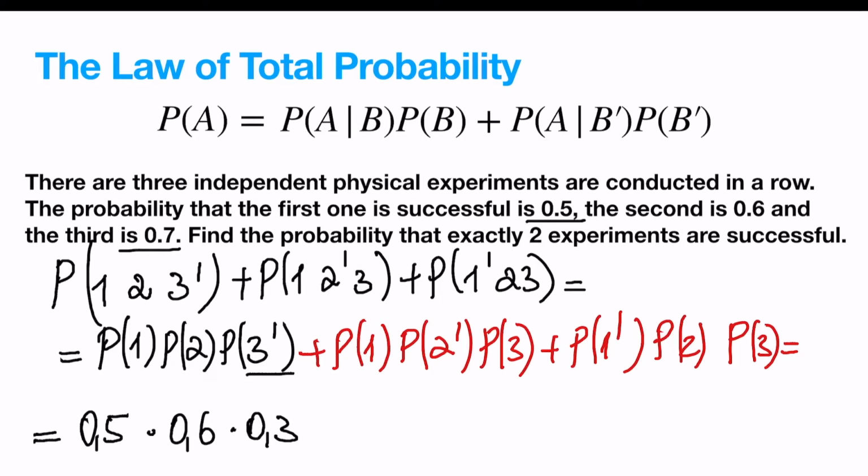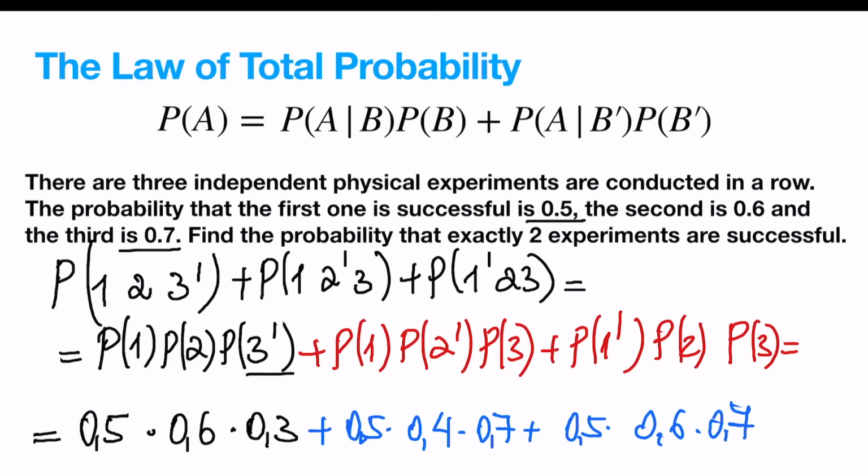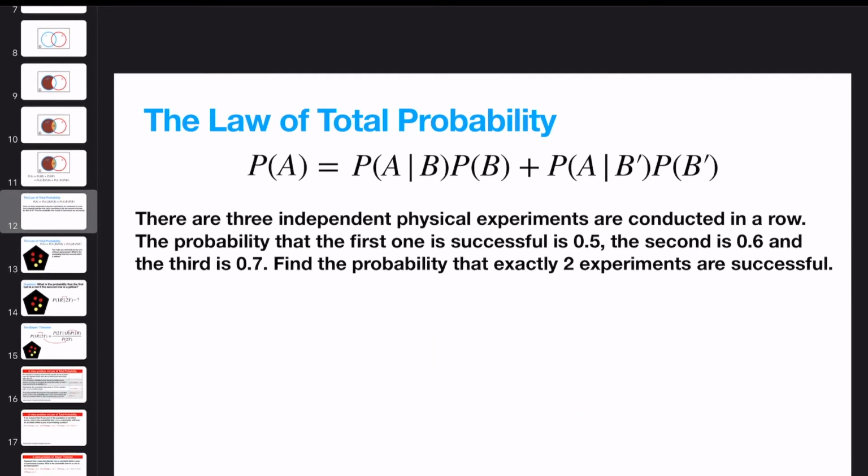okay? So analogously, we're going to calculate the other probabilities. In this case, it's going to be 0.5 times 0.4 times 0.7 plus 0.5 times 0.6 times 0.7. Okay? So this is how we use the addition rule and the multiplication rule when we're dealing with independent events. You're basically taking into account all of the possible scenarios and evaluating their probabilities. Okay? Cool. So let's go back to our problem.